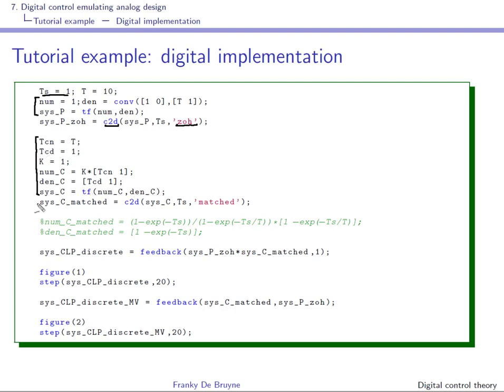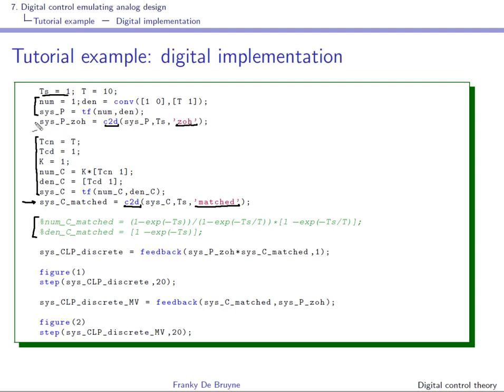So now we need a description in discrete time, and remember that we had used a matched pole and zero method. So this is why we use this argument here. We choose to do it in Matlab using the C2D command, but we could also use the expressions that we had found for the discrete implementation of the controller using hand calculation.